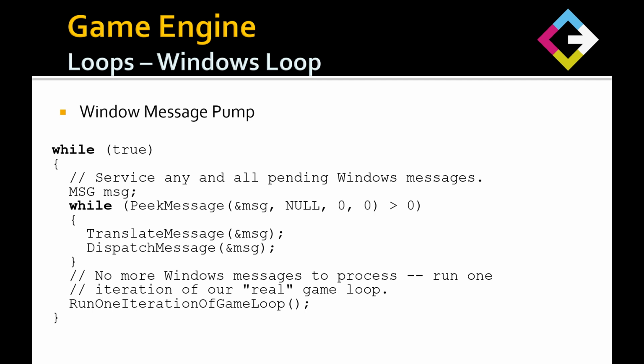The basic idea is to service Windows messages whenever they arrive and to service the game engine only when no Windows messages are pending. One of the side effects of implementing the game loop like this is that Windows messages take precedence over rendering and simulating the game. As a result, the game will temporarily freeze whenever you resize or drag the game's window around on the desktop.